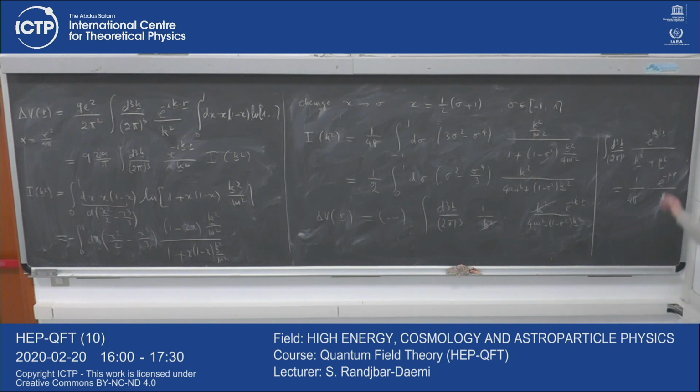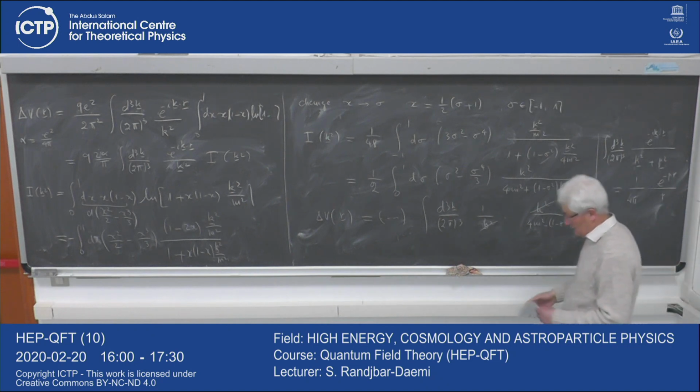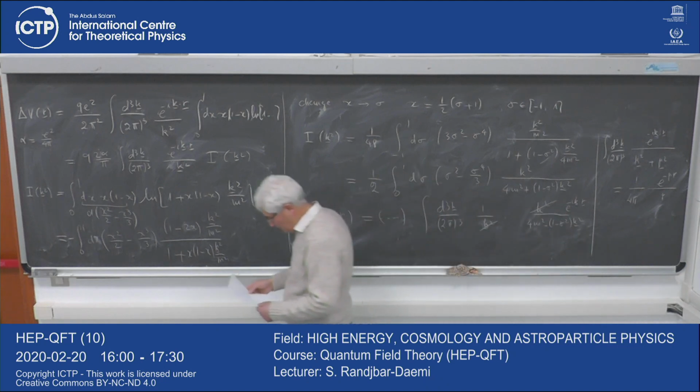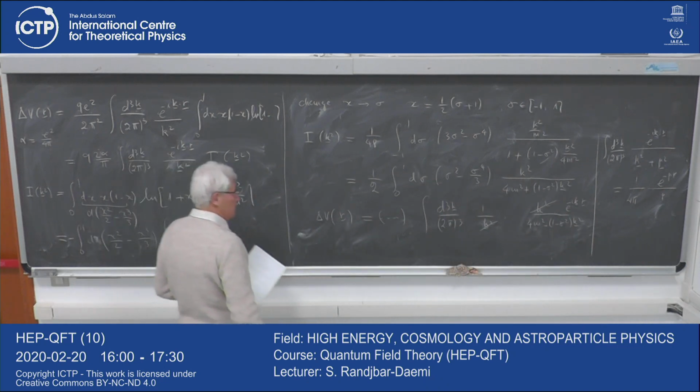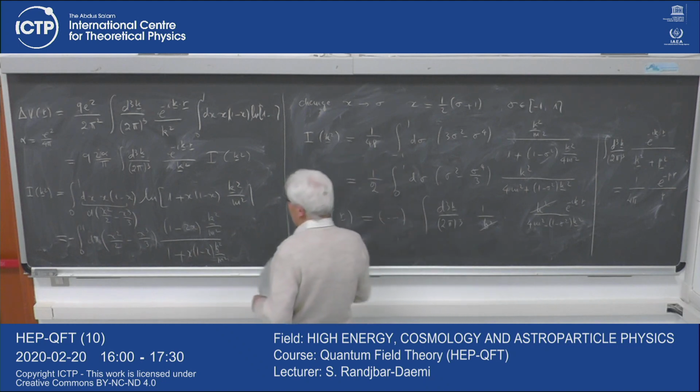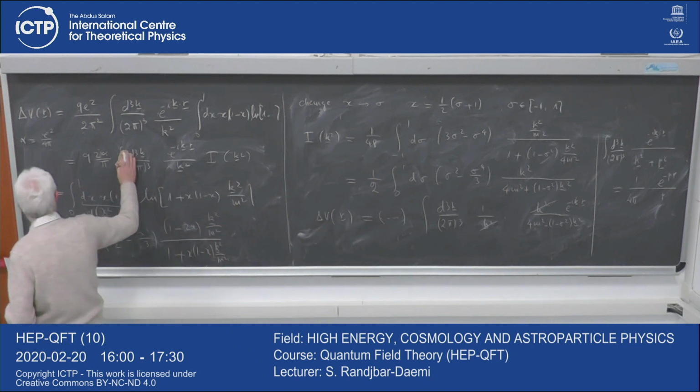Okay? But this is the Yukawa force. That's precisely the Yukawa force. So if the particle is massive, it's exponentially damped. If mu is 0, then this will be 1 and you get the Coulomb force, which has infinite range. Okay? So that's the form that you get, and we are going to substitute it with one further change of variable. Therefore, I'm going to write the final form.